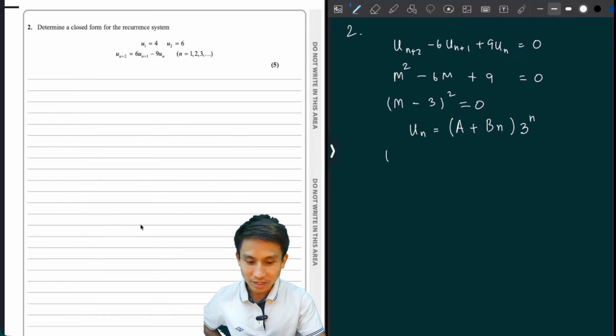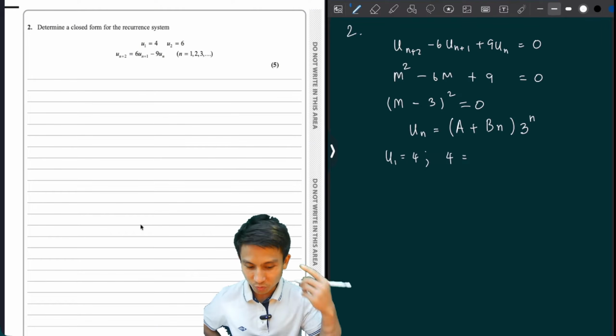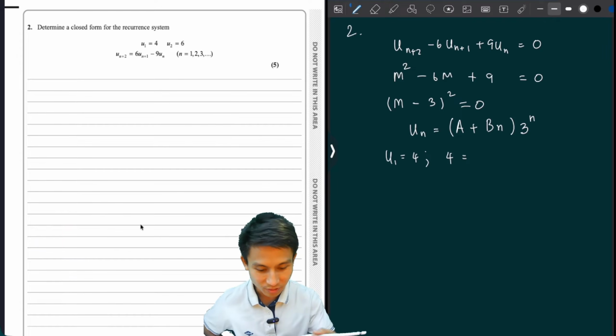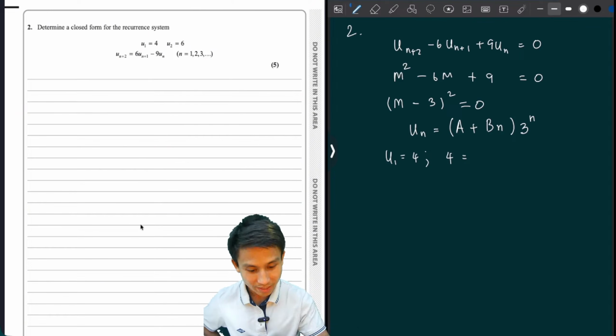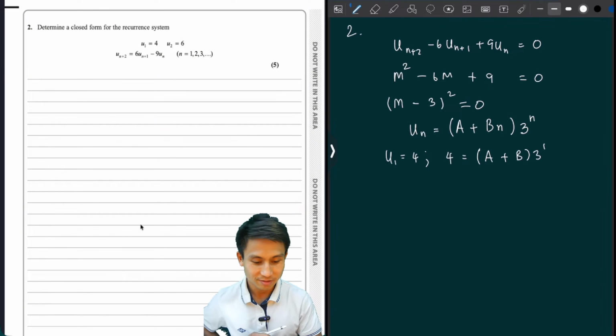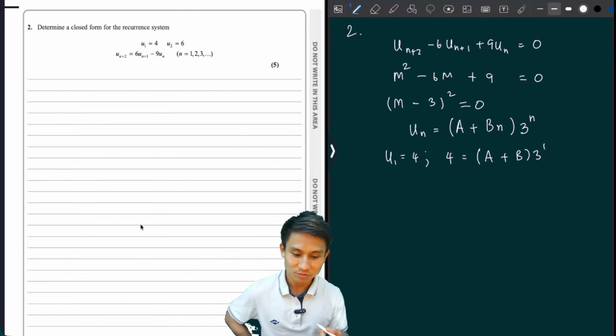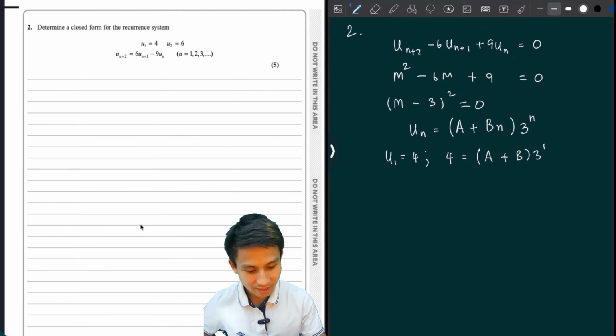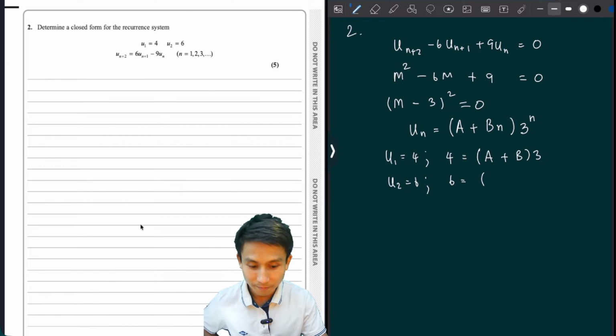Now, because we are given also that u1 is 4, so 4 equals, you putting n, you got to put n as 1 here. So this is a plus b 3 to the 1. And b times 1 is b, right? Okay, and that's the first equation there. And the second equation where we have u2 equals 6, right? So that's 6 equals the same here, a plus, but that is 2b.